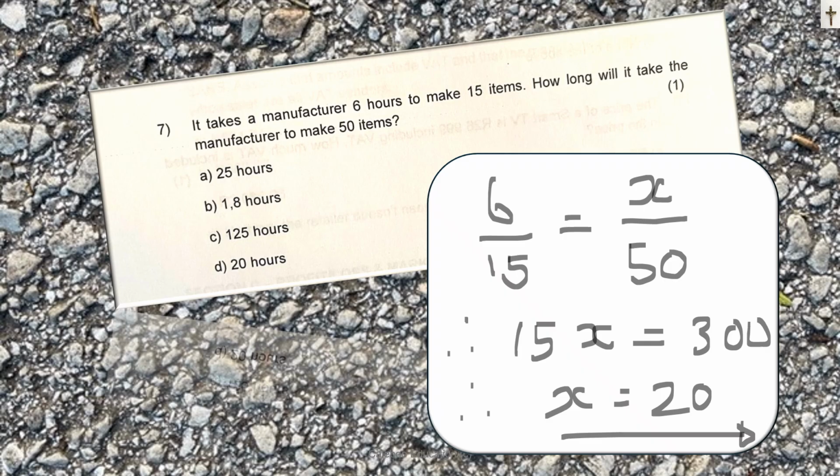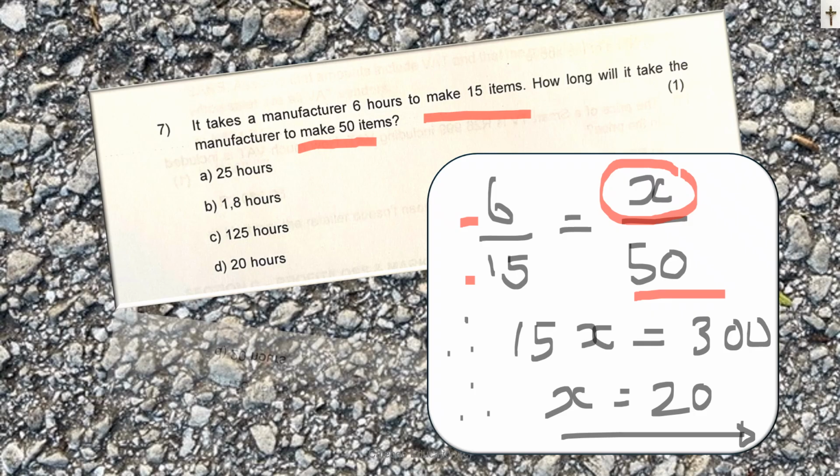Number 7, it takes a manufacturer 6 hours to make 15 items. How long will it take the manufacturer to make 50 items? Right, 6 hours to make 15 items. How many hours will it take to make 50 items? So we need to solve for x.